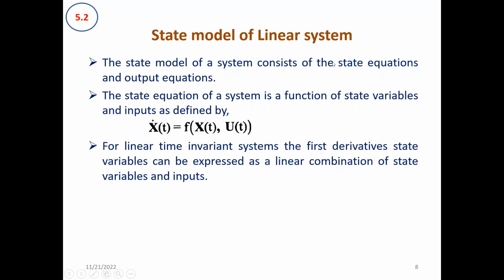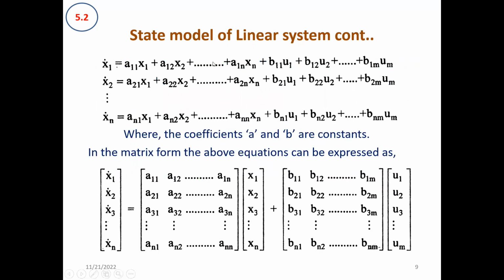For the state model of a linear system, we consist of the state equation and output equation with respect to the state variables. It is defined as x dot of t equal to f of x of t comma u of t. For a linear time invariant system, the first derivatives of the state variables can be expressed as a linear combination of the state variables. This is the state model of the linear system, where x1 dot equal to a11 x1 plus a12 x2 up to n number of variables. With these coefficients we can write the matrix form: x1 of t, x2 of t up to xn of t, equal to A into x of t plus B into u of t, the input value.